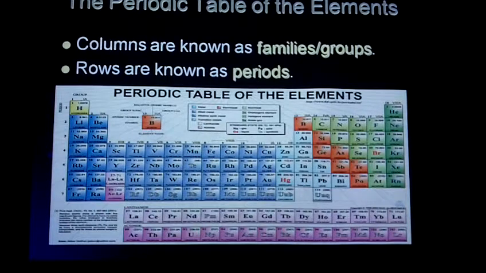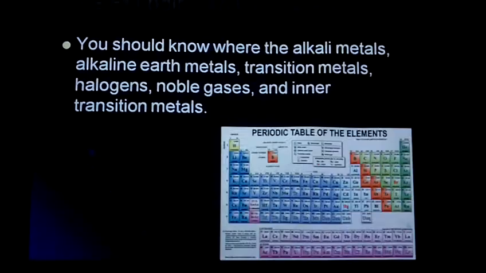Remember that columns are known as families or groups. So if I look up and down a periodic table, like in this column, for example, right there, that's known as a family or group. Beryllium, magnesium, calcium are all in the same family or group. If I look across the periodic table from left to right, rows are known as periods. Rows are known as periods.